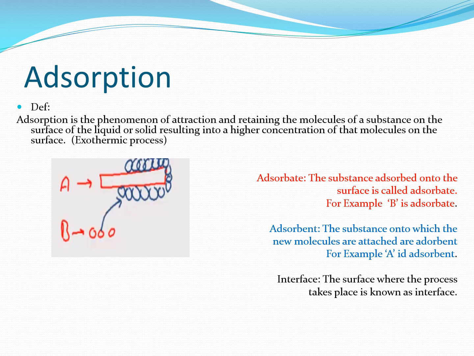Again, A is the adsorbent and B is the adsorbate, which is gas or liquid. A is solid and B is gas, or it can be liquid, but mostly in industry we use gas adsorption. The adsorbate is B, the substance adsorbed onto the surface, and the adsorbent is the substance onto which the new molecules are attached. The surface where the process takes place is known as the interface.